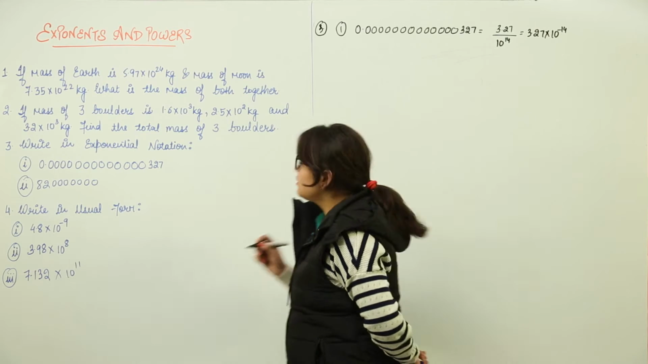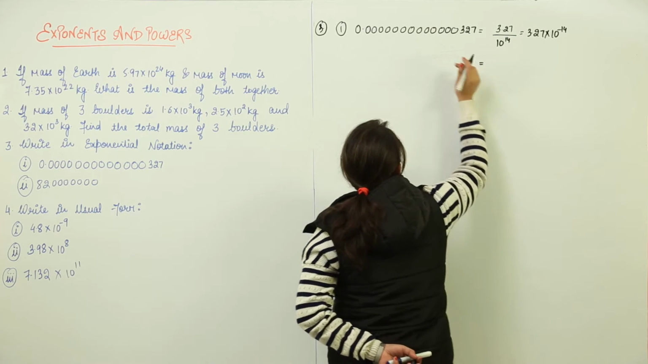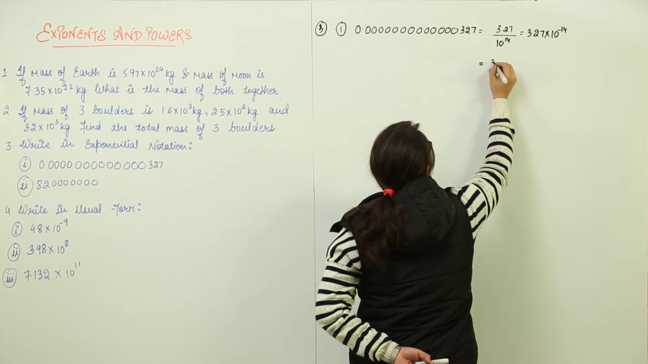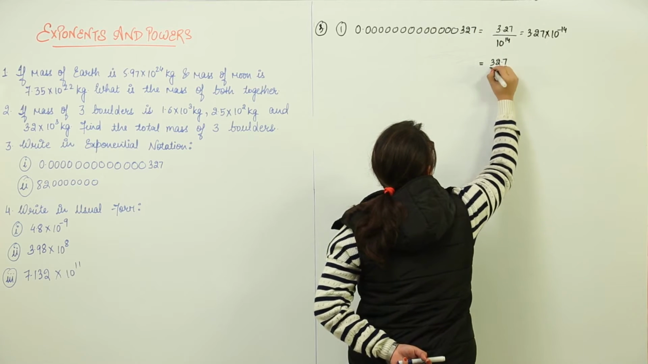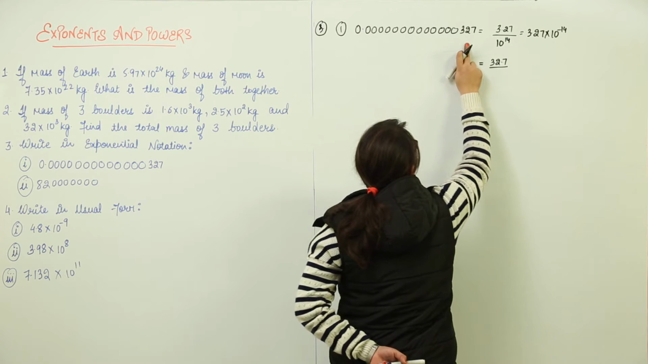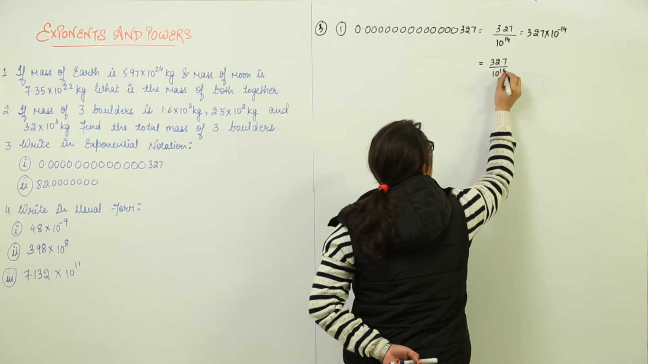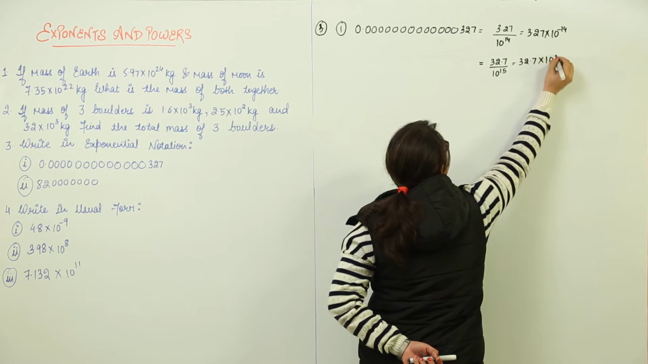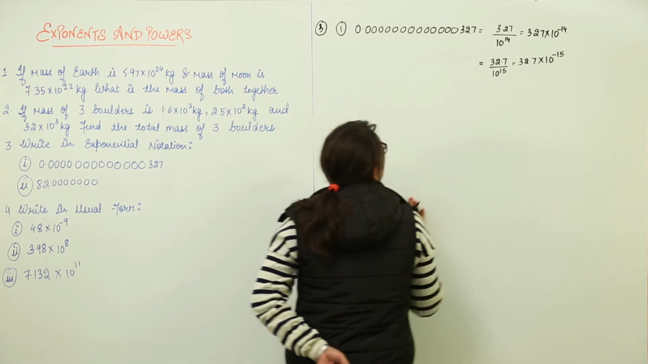Understood? You can do it the other way also. If you want, you can bring the decimal point after 2. That means it would be 32.7. How many places have you jumped now? 15 places. So it will be 32.7 into 10 raised to power minus 15.